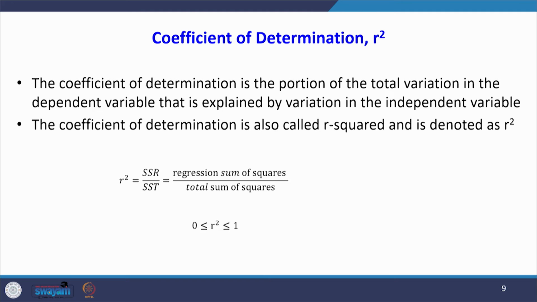Here the goodness of the model is going to be explained, with the term called coefficient of determination, or R square. The coefficient of determination is the portion of the total variation in the dependent variable that is explained by variation in the independent variable. It is denoted by R square. We have seen explained variance divided by total variance. Explained variance is the regression sum of squares, and total variance is the total sum of squares.